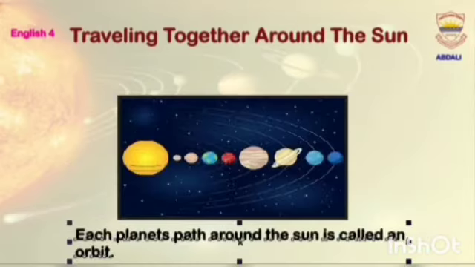Students, look at the picture. Each planet's path around the sun is called an orbit. Can anyone tell me what is an orbit? Each planet's path around the sun is called an orbit. Very good answer, students.